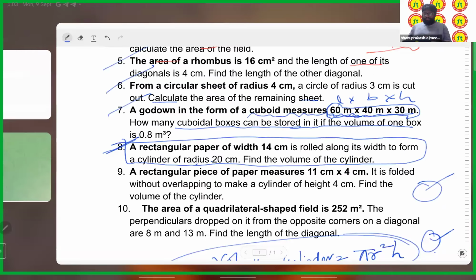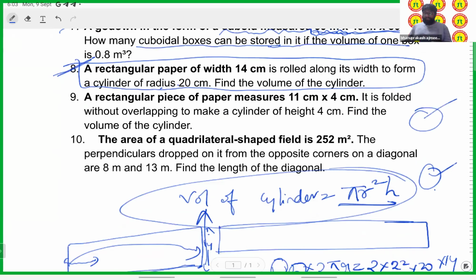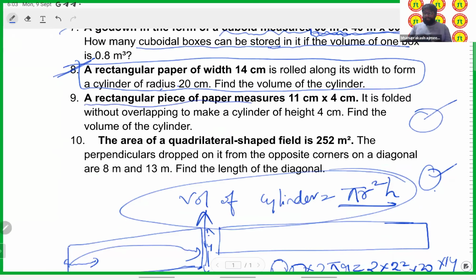So let's move on to another question. A rectangular piece of paper measures 11 centimeter and 4 centimeter. If it is folded without overlapping to make a cylinder of height 4 centimeter, find the volume of the cylinder, they are asking. This is also a similar kind of question, but one trick is required here. What is that? Please think about it. I am giving you 2 minutes.